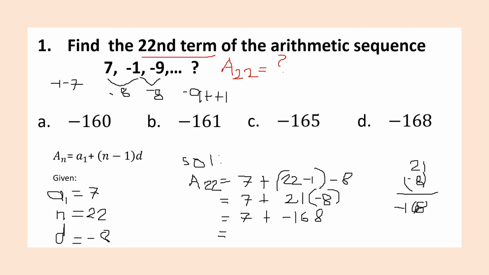Okay? So, lastly, i-add na natin yung 7 at saka yung -168. So, dahil magkaiba ng sign, we're going to subtract. So, 168 minus 7 is 161. Mas bigger po yung ating negative. So, ang sign ng ating sagot ay negative. So, meaning, ang ating a sub 22 or the 22nd term is -161. So, that is letter B.